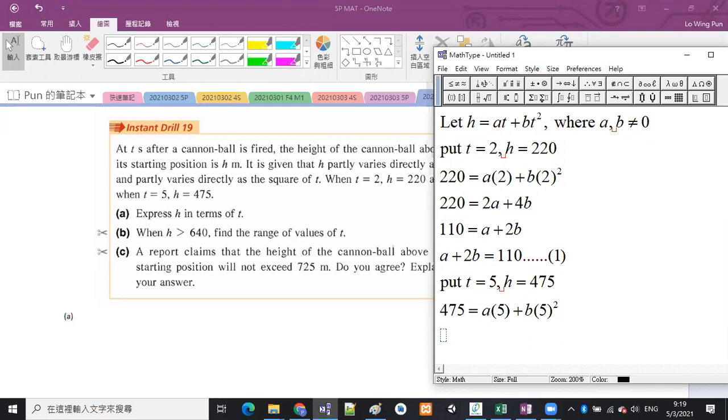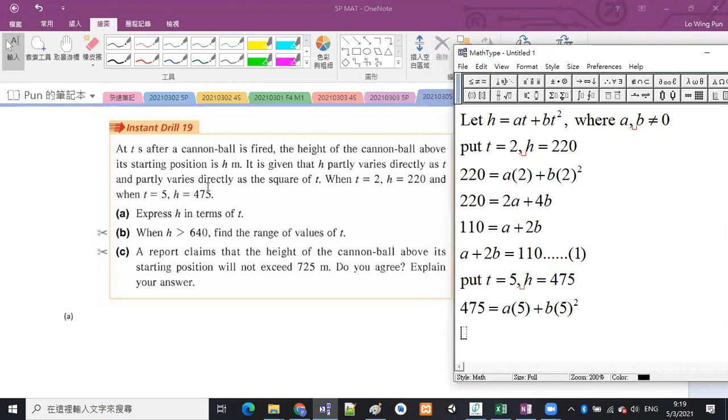Okay, let's check the answers. So h partly varies directly as t and partly varies directly as the square of t. So we just let h be at plus bt squared, where a and b are not equal to 0. The first group of numbers is t equals 2 and h equals 220. So just put into the equation, simplify the terms, cancel out the common factor, put the unknowns on the left and the number on the right, and label this equation 1.